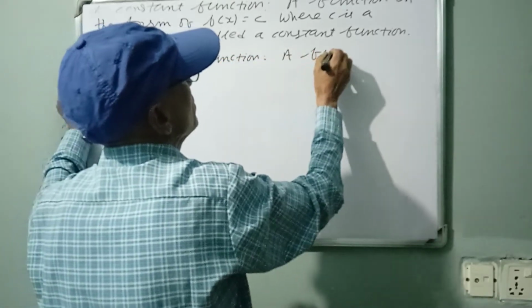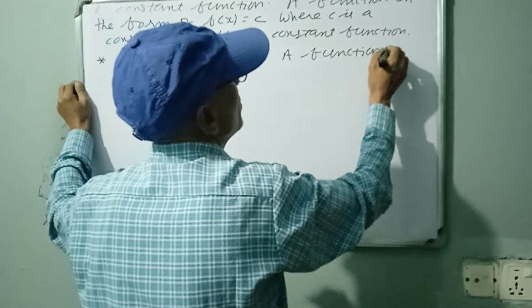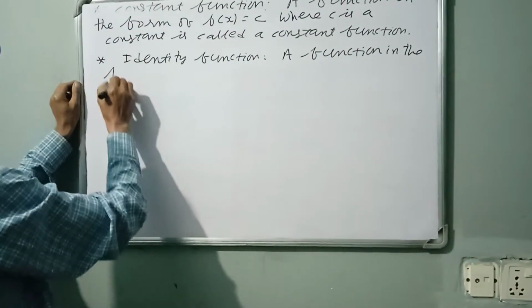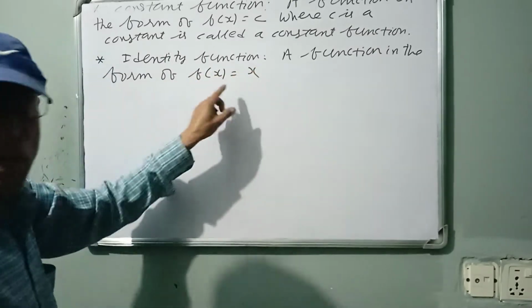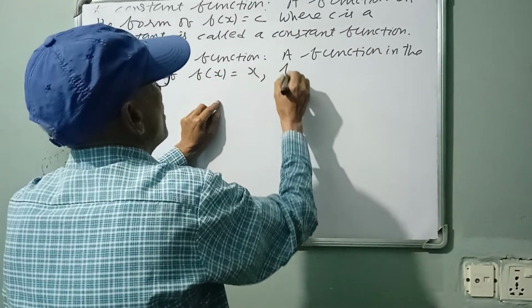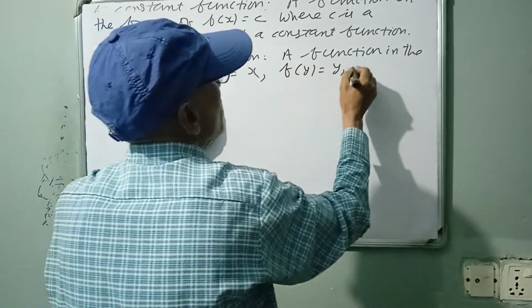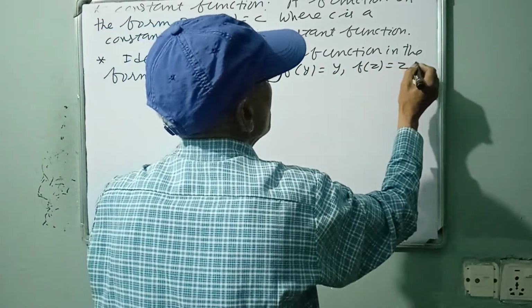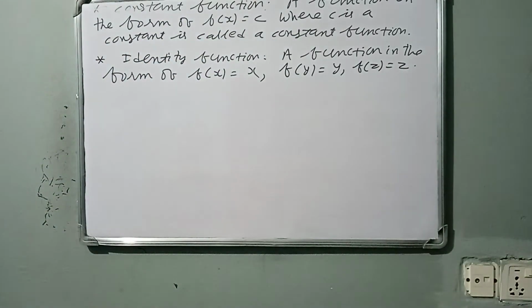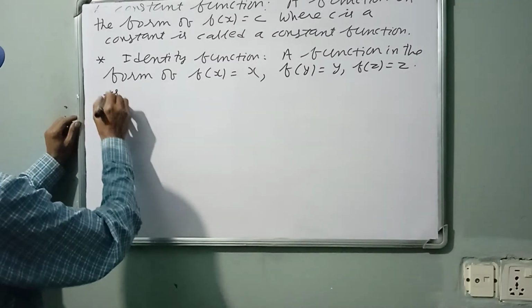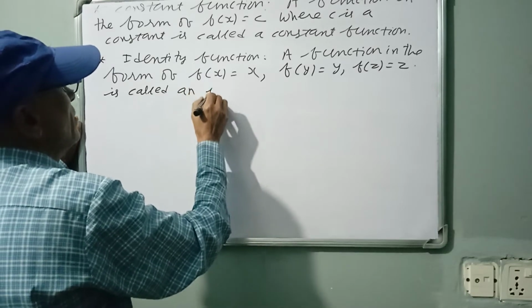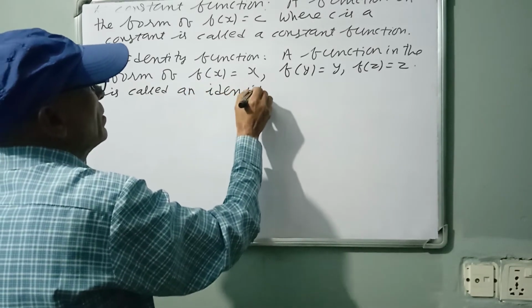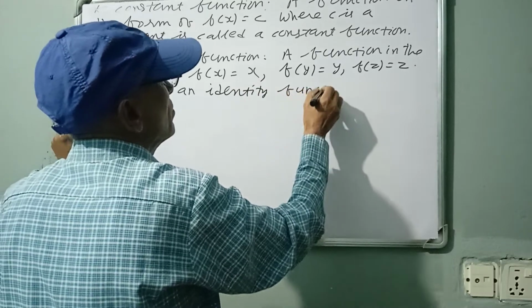Identity function. A function in the form of f(x) equals x, f(y) equals y, f(z) equals z is called an identity function.